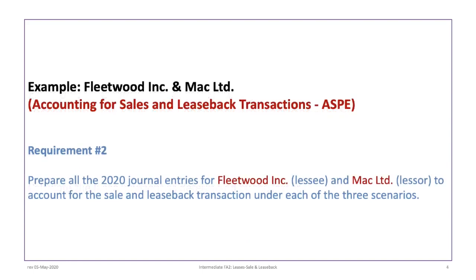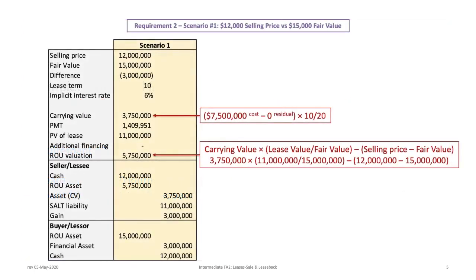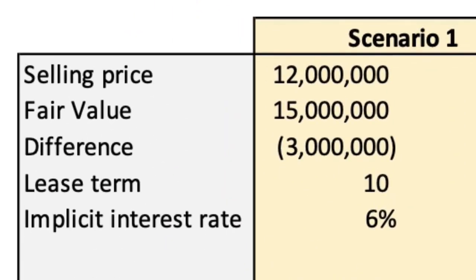Requirement 2 asks us to prepare all the 2020 journal entries for Fleetwood Incorporated, lessee, and Mac Limited, lessor, to account for the sale and leaseback transaction under each of the 3 scenarios. Let's start with scenario number 1, where the selling price is $12 million versus a $15 million fair value, resulting in a difference of $3 million.